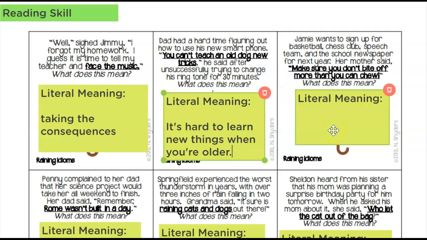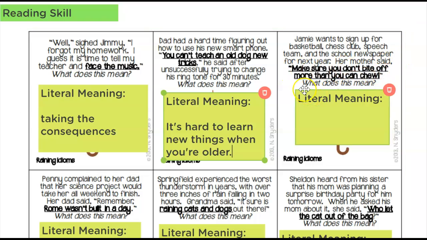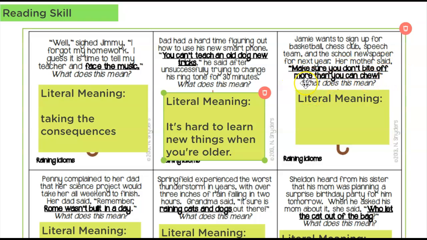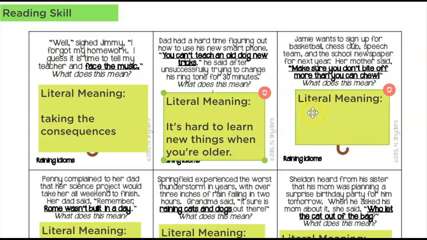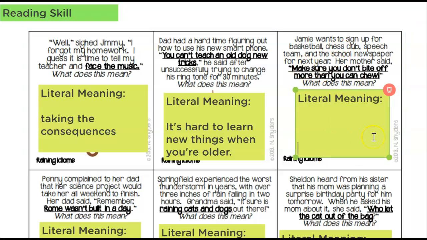Jamie wants to sign up for basketball, chess club, speech team, and the school newspaper for next year. Her mother said, "Make sure you don't bite off more than you can chew." So that doesn't mean that she's going to bite something off with her mouth. If she's trying to do a lot of things, her mom is probably telling her to slow down and not get overwhelmed with everything she's doing.